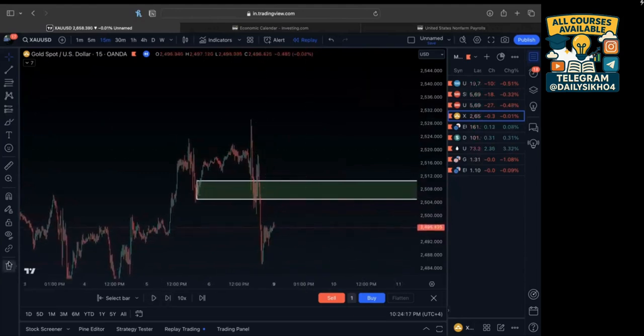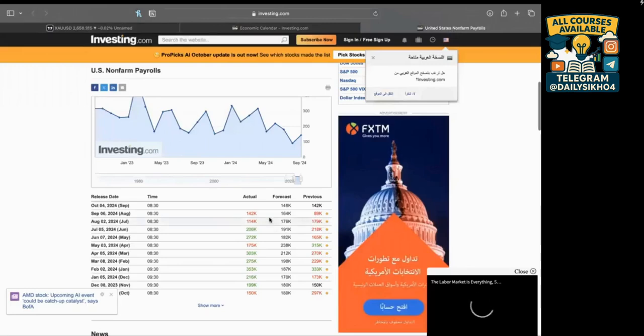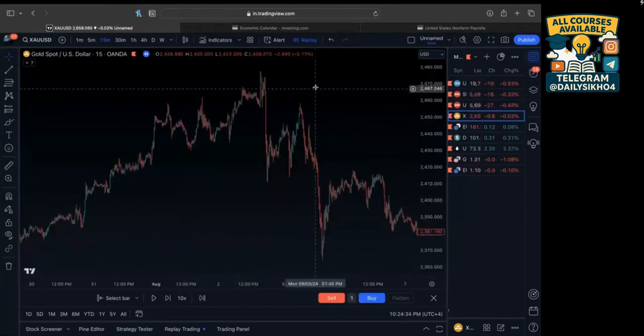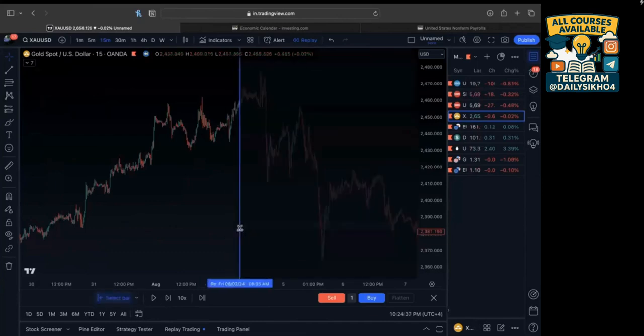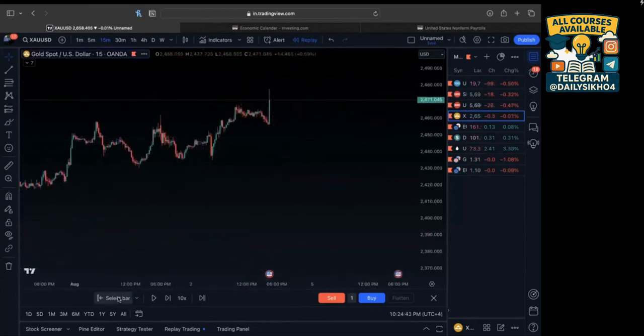So this is again the last NFP. After that, we will see August 2nd. One more thing to note is that the NFP came lower than expected, right? The forecast was 164. The actual was 142K. So we'll go back to 2nd of August and cut down to the NFP candle.